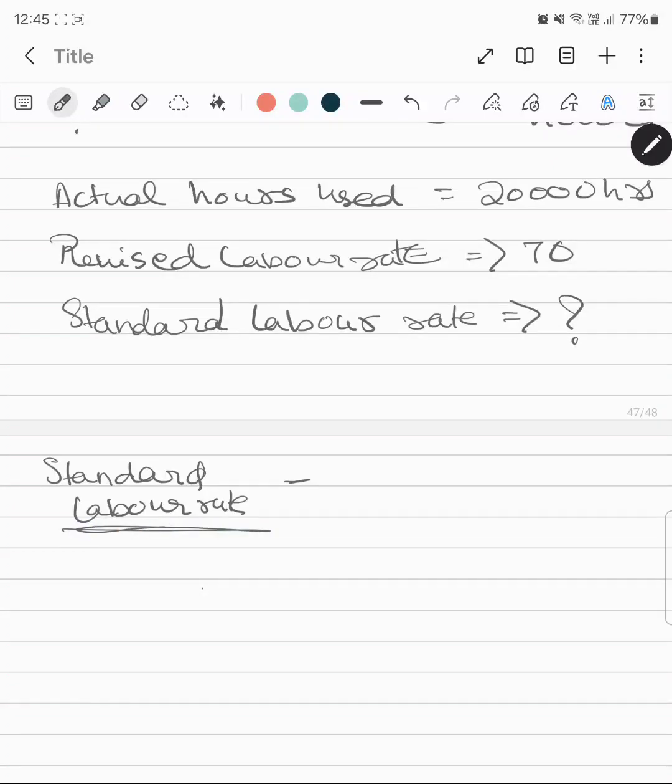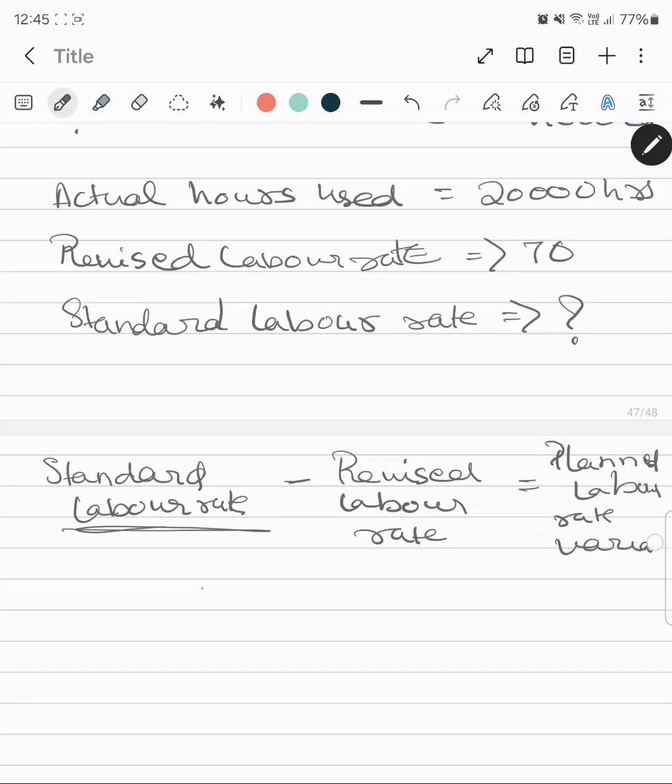So over here I've got this favorable labor rate variance, and hence the standard labor rate is more, and so I have written standard labor rate over here, and then revised labor rate is equal to planned labor rate variance. Now let me just plot the numbers. So standard is something I need to find, and taking it as x, minus revised, that is 70, and planned variance is 40,000, right? One thing I didn't write is into actual labor hours.